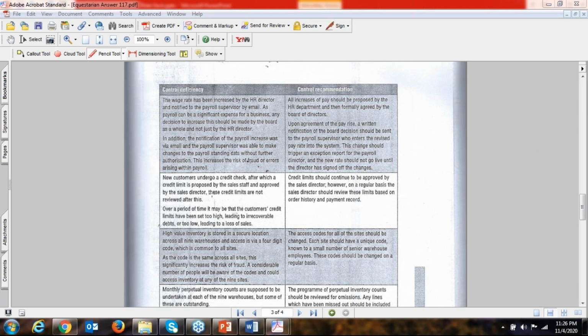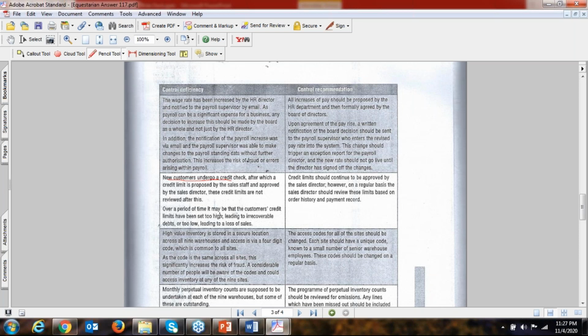Okay. Now we read the requirement. We read the answer from the kit from the examiner. New customers undergo a credit check, after which a credit limit is proposed by the sales staff and approved by the sales director. Same sentence from the question, he pegged it. These credit limits are not reviewed after this. This is the deficiency, and why is it a deficiency?